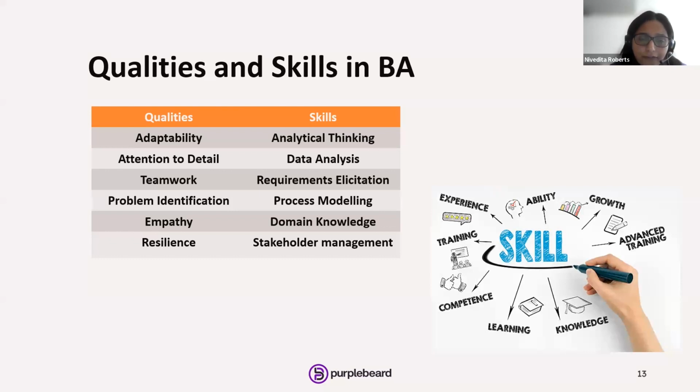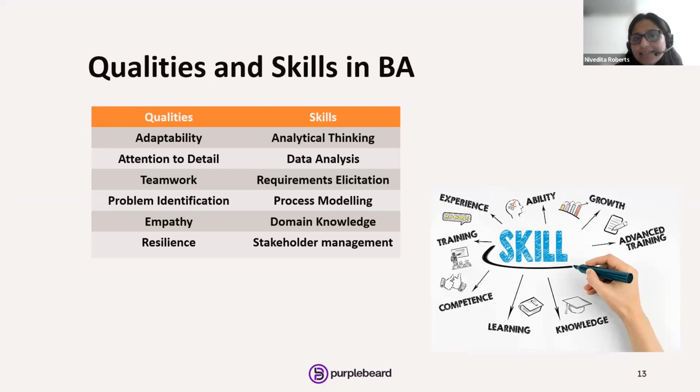Now these skills, as you look over here, there'll be data skills. You need skills in trying to understand how you're going to elicit requirements. You have to find out from your stakeholders what the requirements are, what it is that they feel they need for their businesses to improve and have better outcomes. Process modeling, you have to have the domain knowledge, stakeholder management.